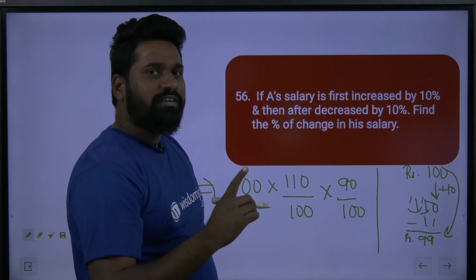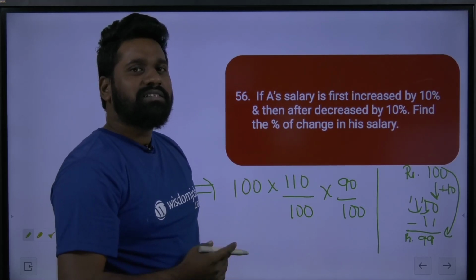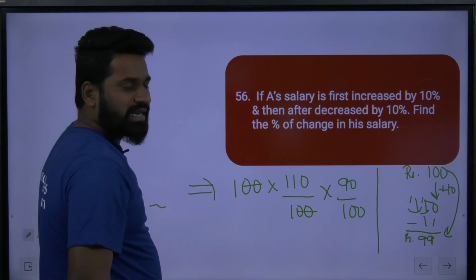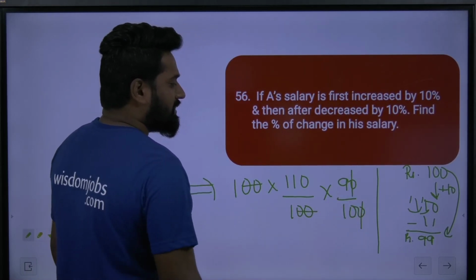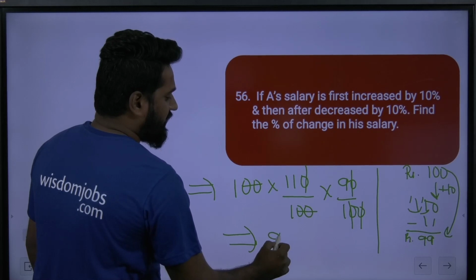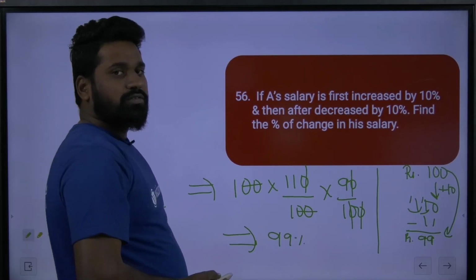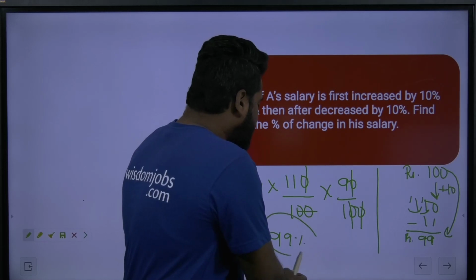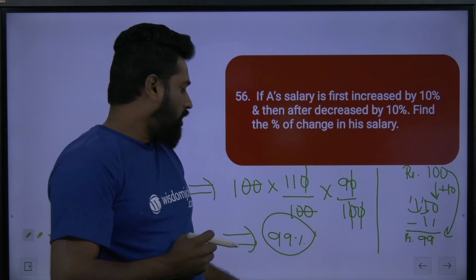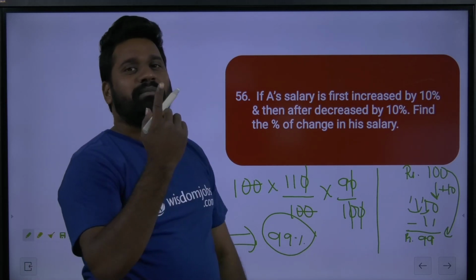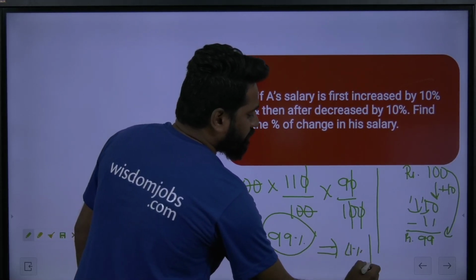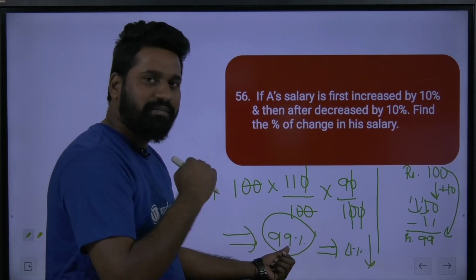Whenever increase is given, you add to 100. Whenever decrease is given, you subtract from 100. So 2 zeros will be cancelled. Here 0, 0 will be cancelled. How much are you getting? 11 times 9, 99%. So your final value you are getting, right? 99%. Your original value is always 100%. How much is it less than 100%? 1% less. So his salary is decreased by 1%, because this is 1% less than 100%.